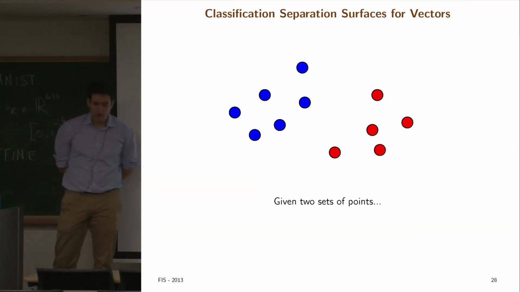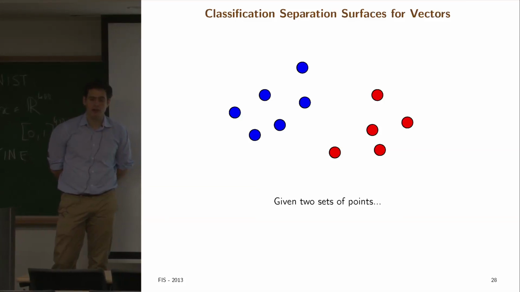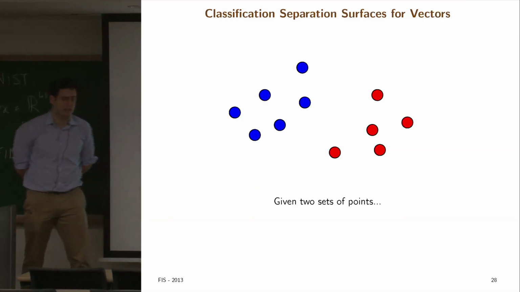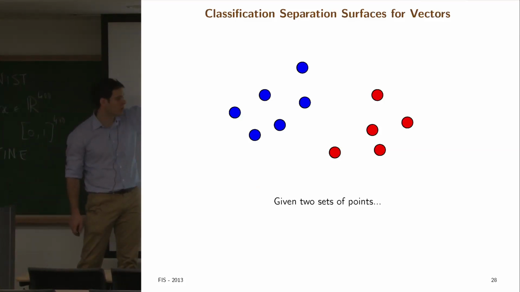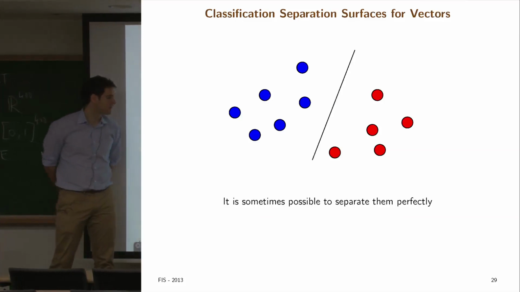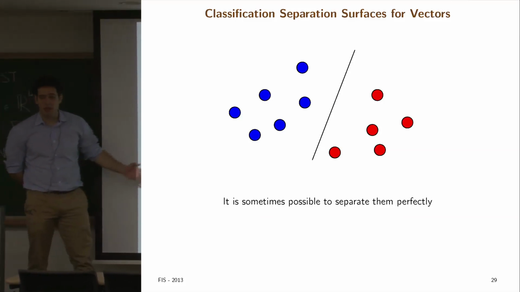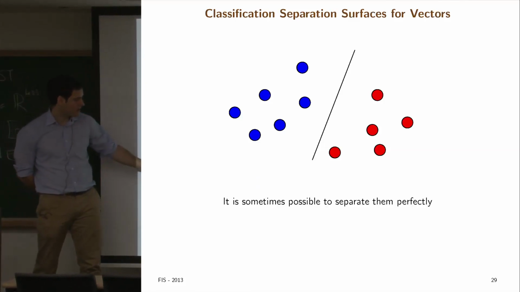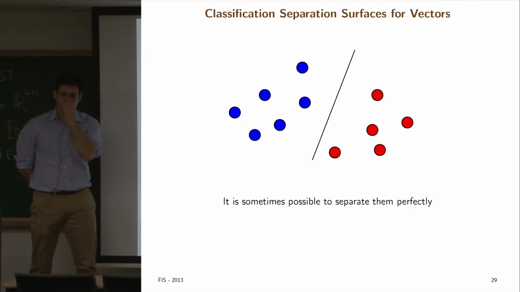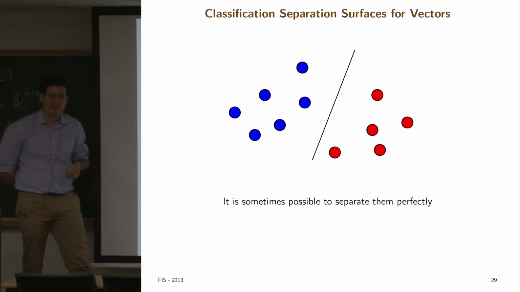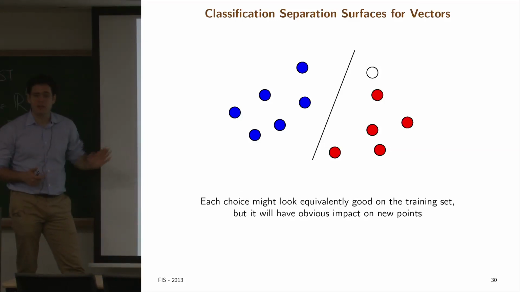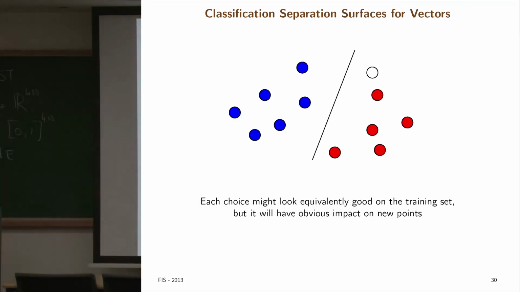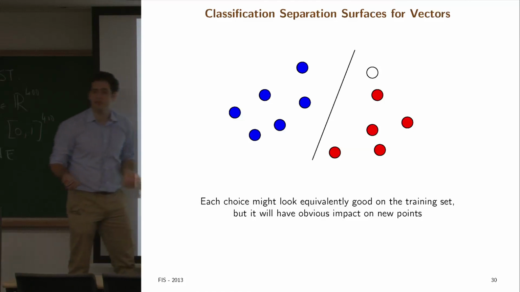Why is it a problem, actually, to define a good C star and B star? What is exactly at stake? Well, suppose we have 2 sets of points here, which are very well separated. We have blues here and reds here. Of course, it is sometimes possible to separate them perfectly, and in this case it is the case. So you might wonder what is exactly at stake. It seems very easy in this case. But when you choose one line, for instance, you might choose this line or this line or this line. They might all look equivalently good on the training set.